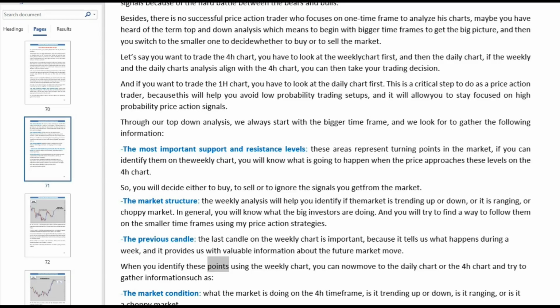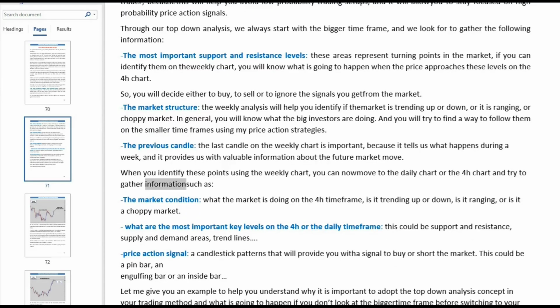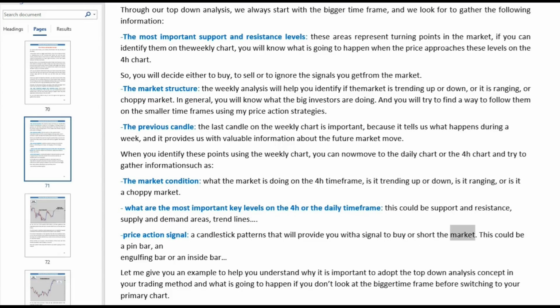When you identify these points using the weekly chart, you can now move to the daily chart or the 4H chart and try to gather information such as the market condition, what the market is doing on the 4H time frame. Is it trending up or down? Is it ranging, or is it a choppy market? What are the most important key levels on the 4H or the daily time frame? This could be support and resistance, supply and demand areas, trend lines. Price action signal, a candlestick pattern that will provide you with a signal to buy or short the market. This could be a pin bar, an engulfing bar, or an inside bar.